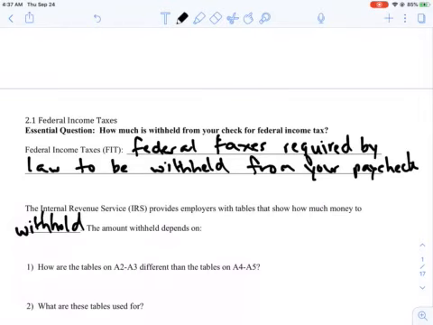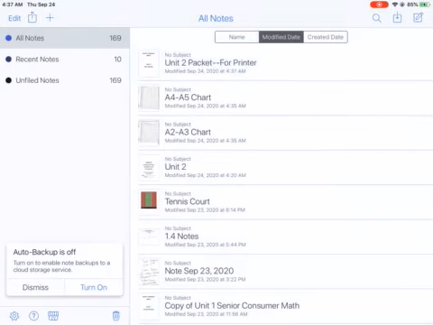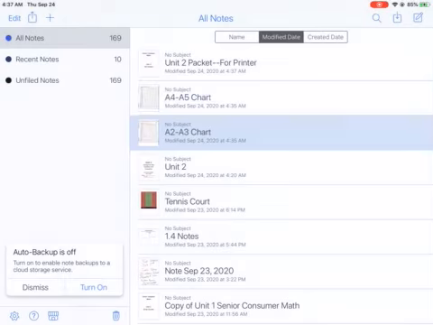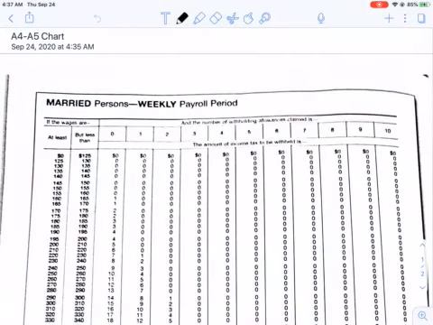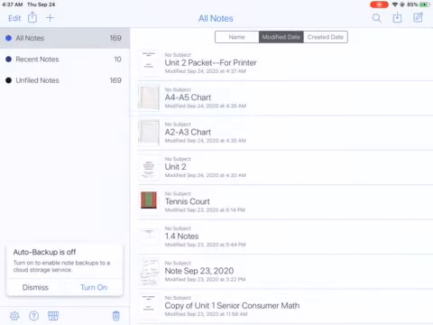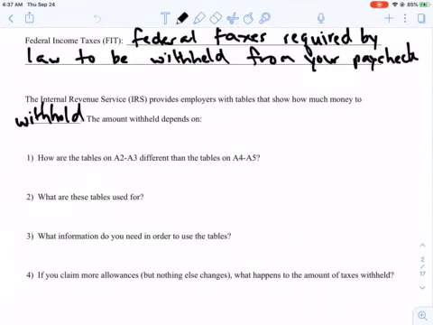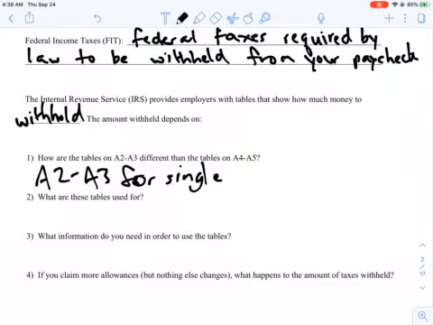These are the charts A2, A3, and A4, A5. So if we take a look at those real quick, A2 is for single people. A4 is for married people. So how are the tables different? A2, A3 for single. And what they really mean by single is you are filing your own taxes.